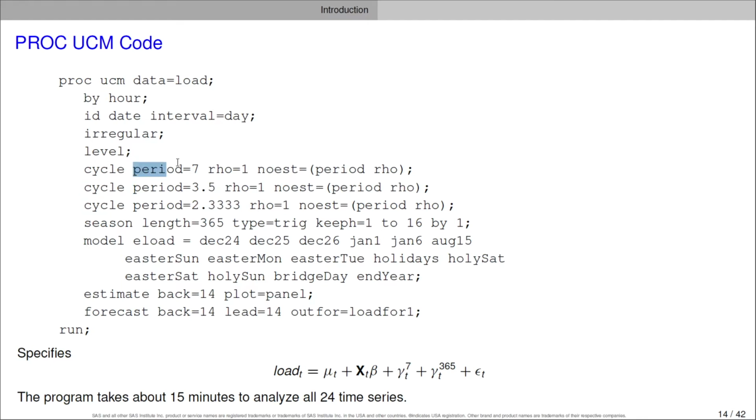The first harmonic of period 7, these are undamped cycles, so rho is equal to 1, and these are held fixed. The period is held fixed at 7 and the damping factor rho is held fixed at rho equals 1, and noest means don't estimate these parameters. Keep them at their stated values. The third parameter of this cycle, the disturbance variance, is left unspecified and will be estimated using the data. So this finishes the specification of the gamma 7 term. These three cycles together make up this gamma 7 term.